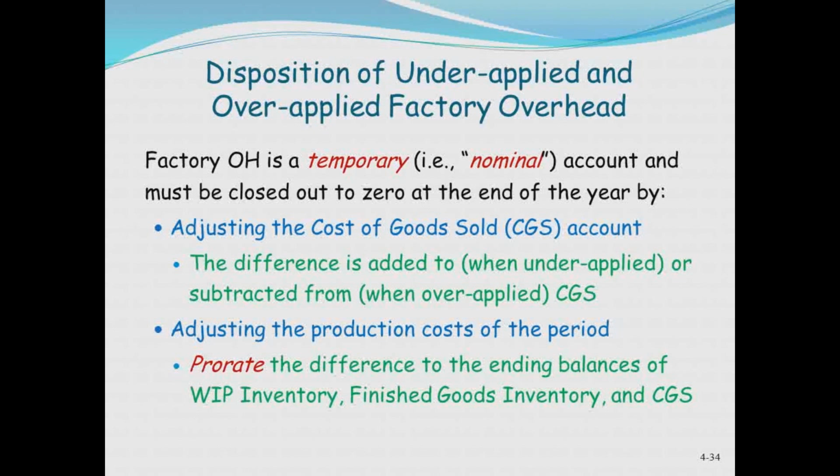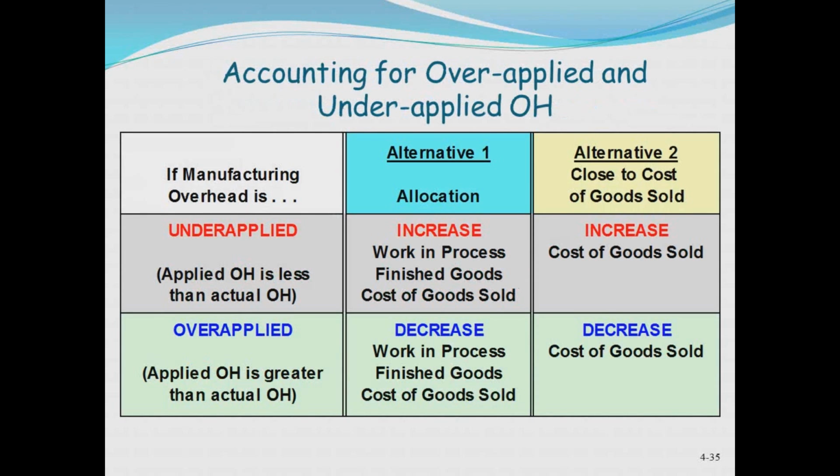That's why you have to do a good job of estimating up front what you believe your overhead costs will be for the next year. That's an important process. Any other questions on that? Okay, I think this just summarizes what I just said. It's under-applied. You have two different alternatives. Both of them are acceptable. Same thing for over-applied.